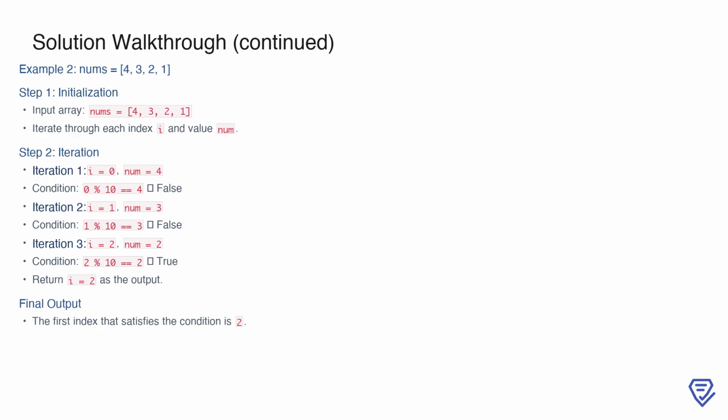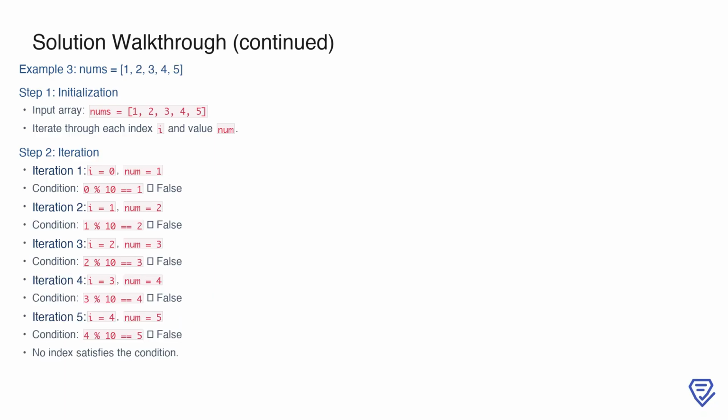The smallest index that satisfies the condition in this example is 2. Next, we have example 3 with the input array nums equals [1, 2, 3, 4, 5]. As before, we iterate through each index i and its corresponding value, number, to check if i % 10 equals nums[i].